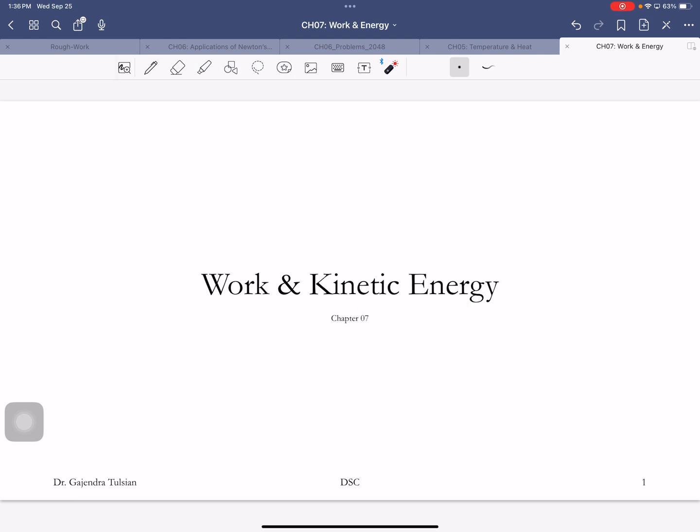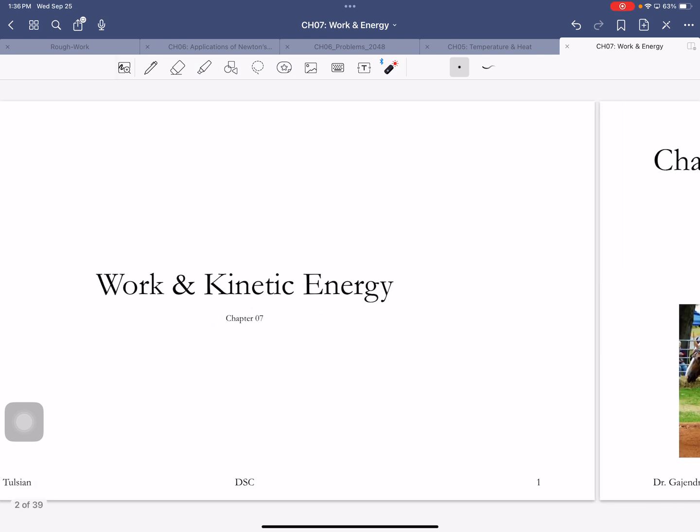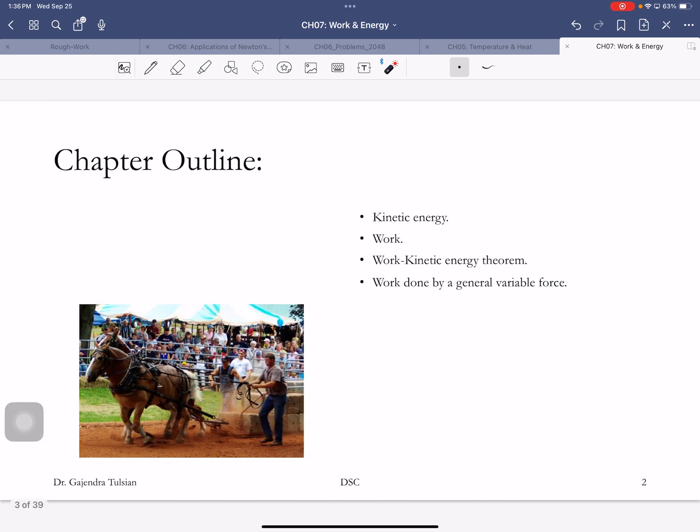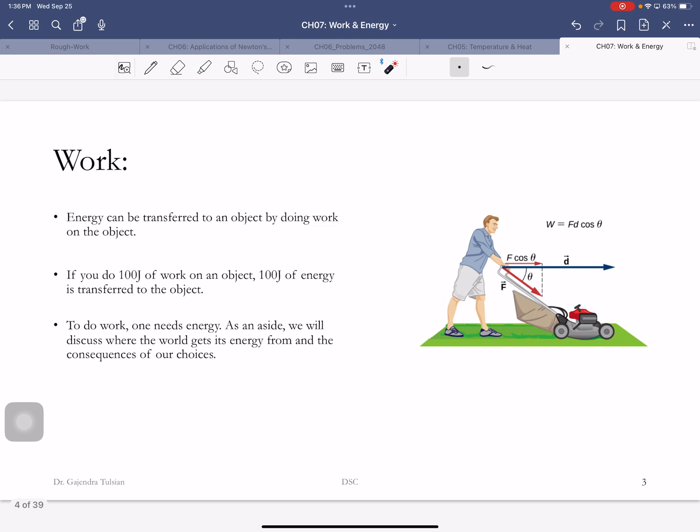Kinetic energy is the energy in the motion of an object. So these are the topics we'll study: kinetic energy, work. We'll see how to calculate the work done when you're applying a force. Then we'll look at the work-kinetic energy theorem and so on.